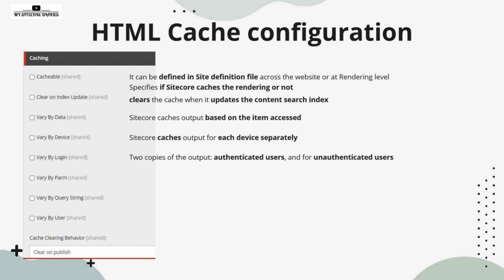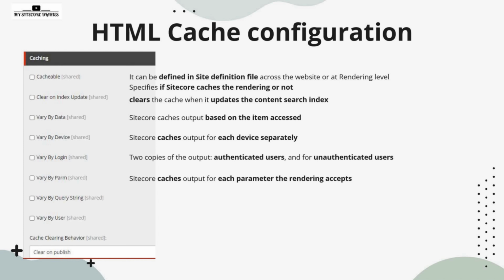Vary by Login. Two copies of the output, for authenticated users and unauthenticated users. So basically the cache will be defined, and we will have two copies. For the authenticated user, the logged in user, you will have a different cache. For the non-logged in user, we will have a different cache.